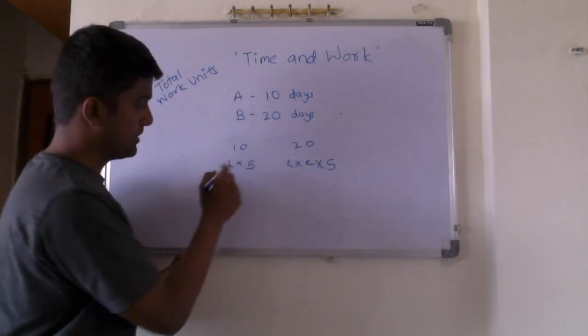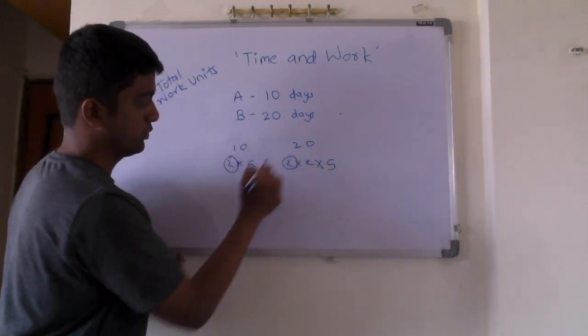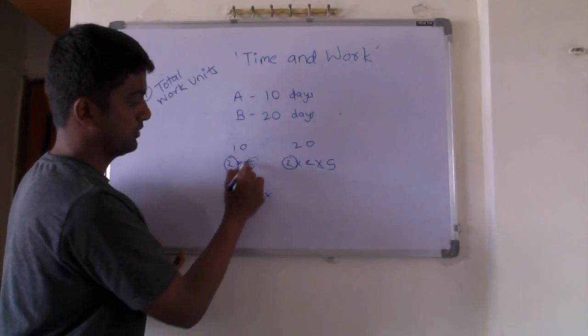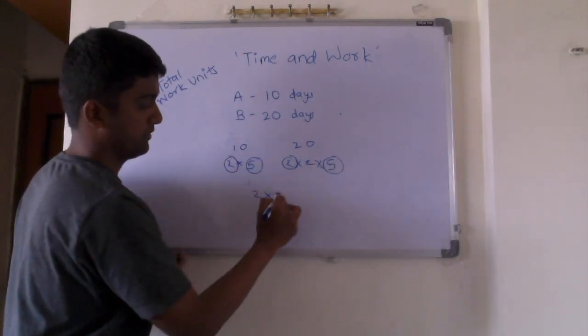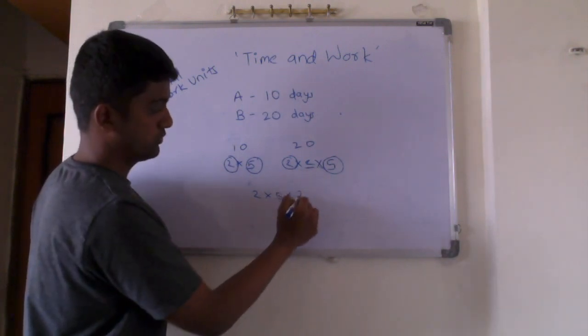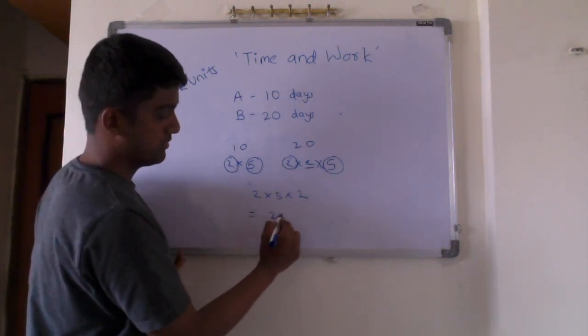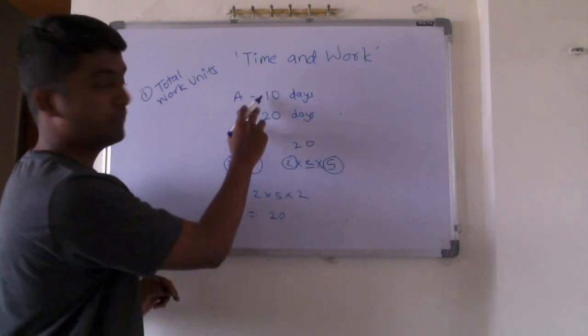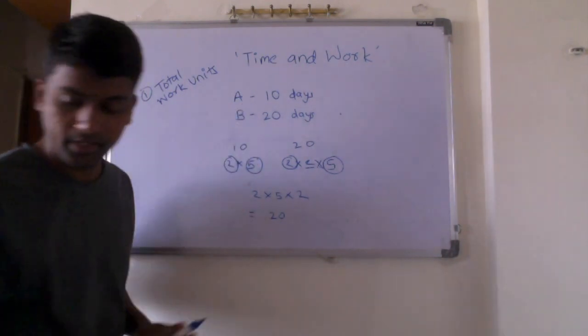Now what would be the LCM? First we'll take the common multiples, which are 2 and 5. Which is the remaining number? 2. So the LCM is 20. So the LCM of 10 and 20 is 20.